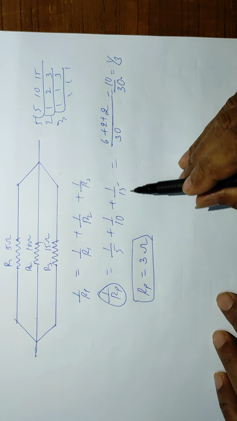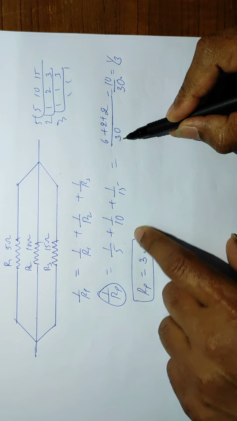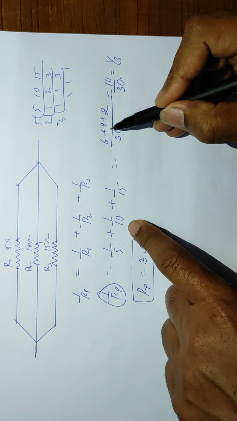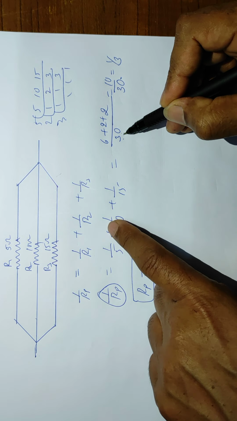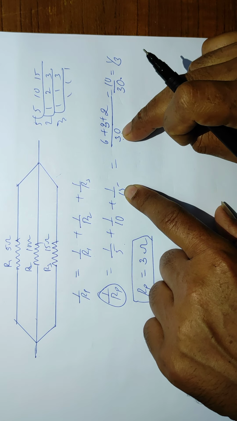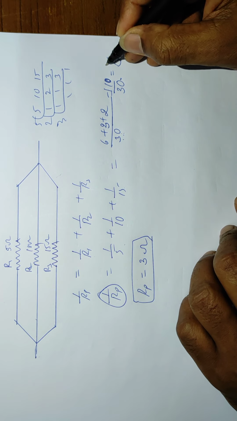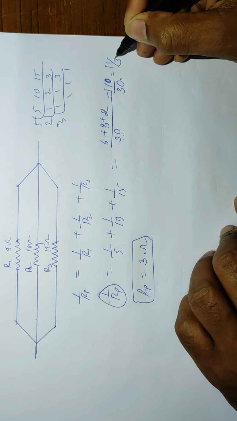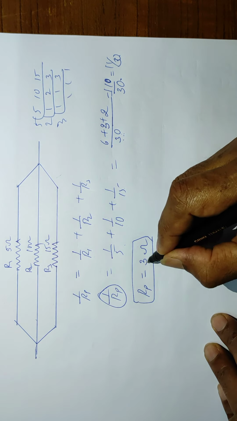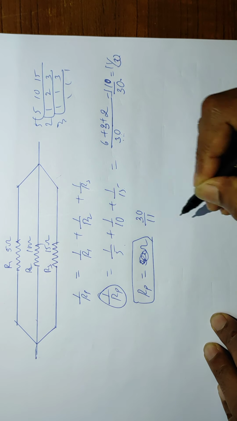So let me check once again. The LCM of 5, 10 and 15 is 30. 5 6s are 30, so 6 into 1 is 6, plus 10 3s are 30, so 3 into 1 is 3. Here 3 it is. 15 2s are 30, so 2 into 1 is 2. So you'll get 11 by 30. That is 11 by 30. So you have to take the reciprocal. Rp is equal to 30 by 11.